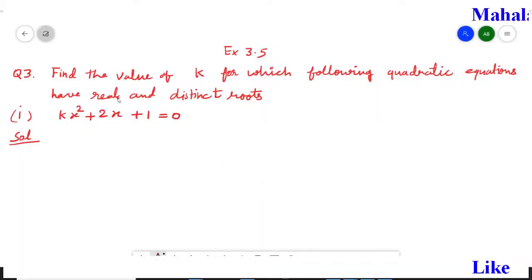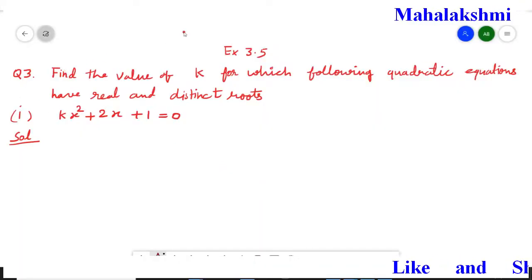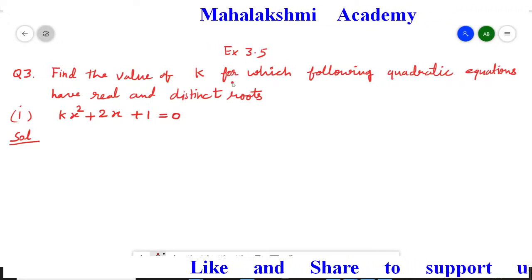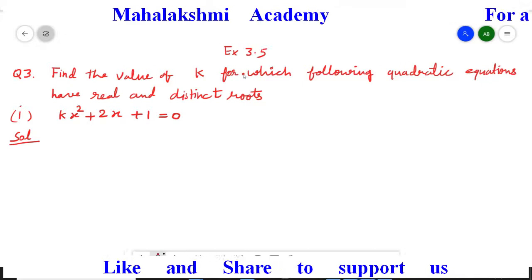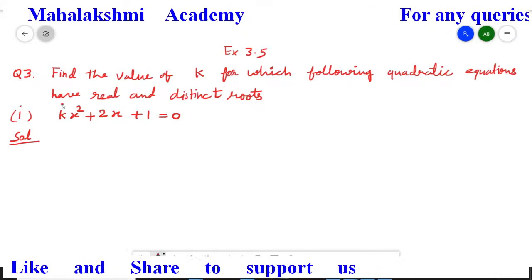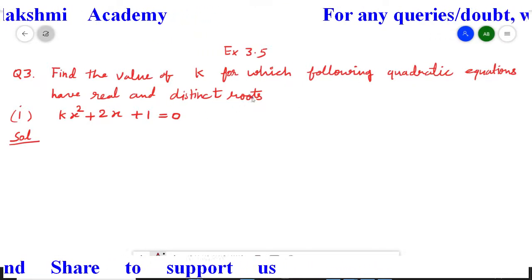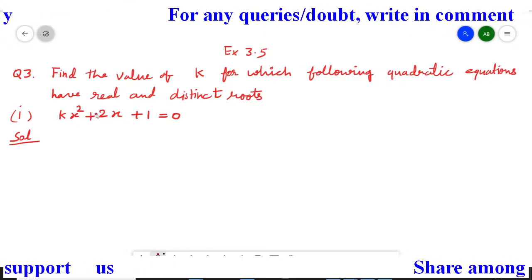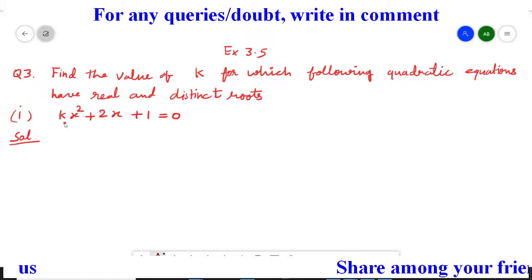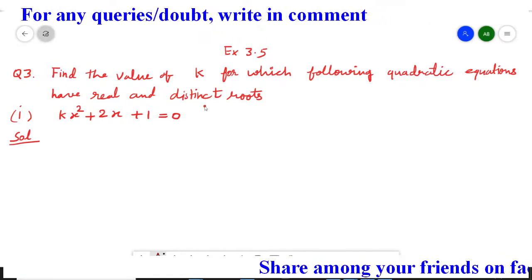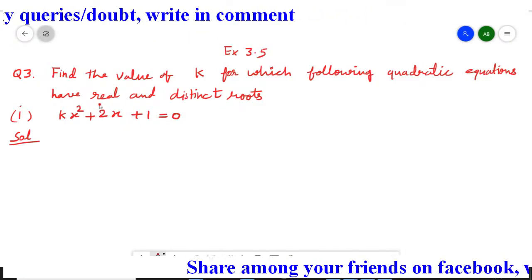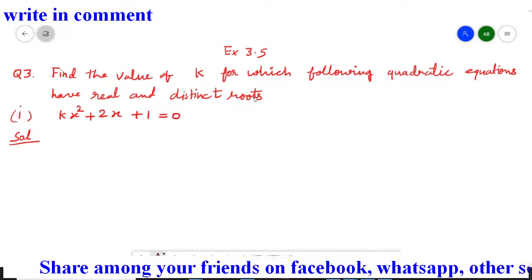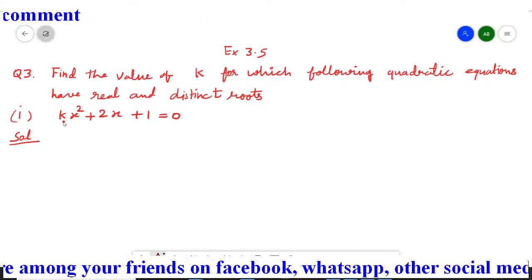Hello everyone, I am going to explain question number 3 from exercise 3.5. This question belongs to 10th class maths. Find the value of k for which the following quadratic equation has real and distinct roots. So here we have to find the value of k, and it is given to us that this equation has real and distinct roots. By using this concept, we are going to calculate the value of k.